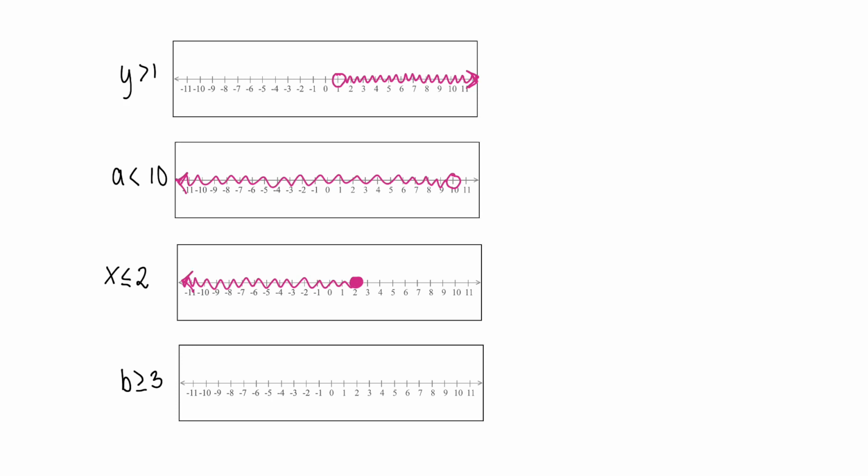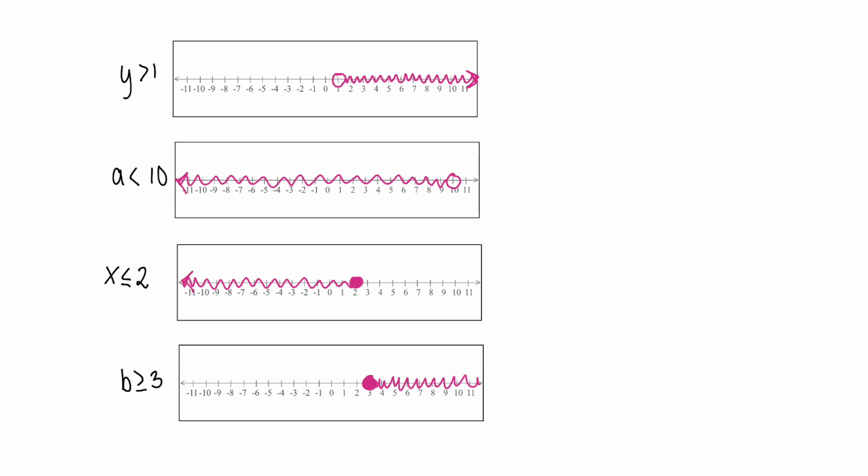For this last example down here, we have b greater than or equal to 3. So we're going to go to 3. I'm drawing a circle. Now there is an underline here, so I'm going to fill in the circle. And then we want the numbers that are greater than 3. So that would be those numbers. Those are the numbers greater than 3.